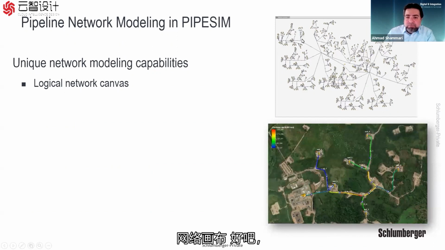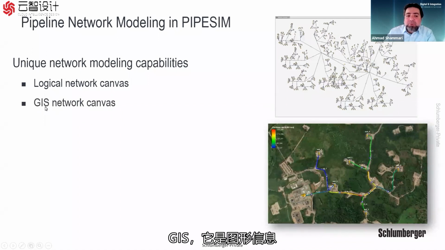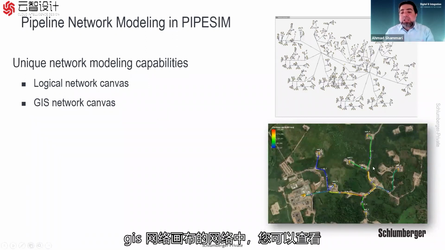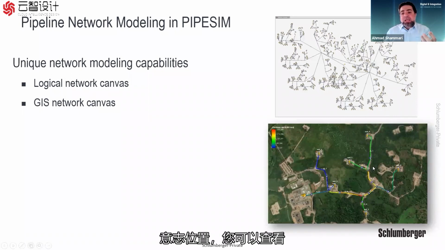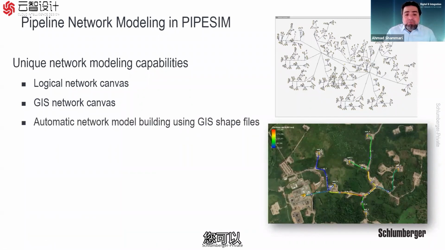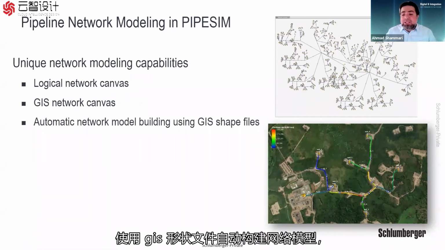In which basically you see the wells connected into junctions and then the pipelines. Or you have the GIS, which is the Graphical Information System network canvas. So this is another display of the network. And you can switch back and forth between the two canvases. In the GIS network canvas, you can look into the well locations, you can look into the results gradient, etc.